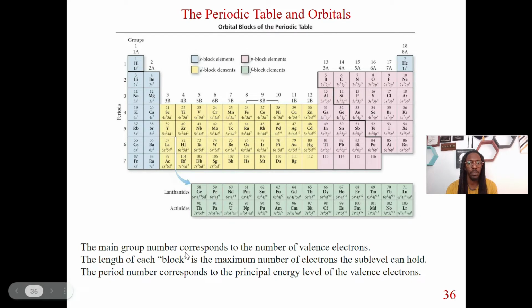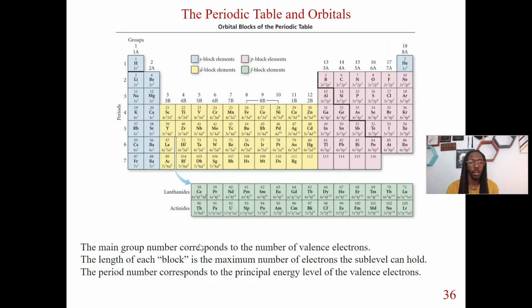The main group number corresponds to the number of valence electrons. So in this case, 1A, one valence electron, 2A, two valence electrons, 3A, three valence electrons, 4A, four valence electrons, 5, 6, 7, 8. That means those are the valence electrons.